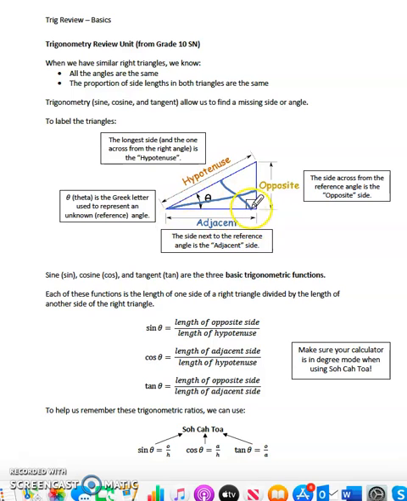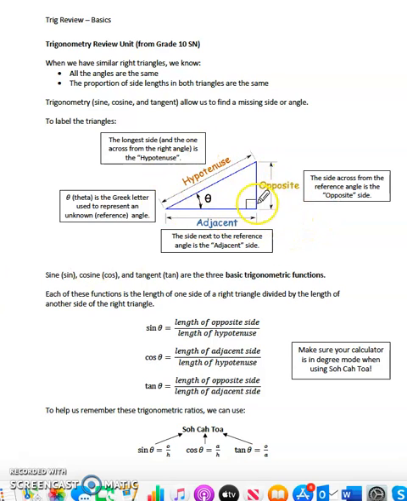This labeling would be different if theta was up here. So let's take a look at that really quickly. If instead of this being theta, if this is the theta that we were interested in, let's label it theta 2. This is still our hypotenuse, but now the side across from theta is here. So this side, instead of being adjacent, becomes opposite. And the leftover side, the side that's next to theta, but not the hypotenuse, is our adjacent side. So this one would become our adjacent side. So it really depends on where our theta is, how we label our triangle. Let's go back to our original version here though.